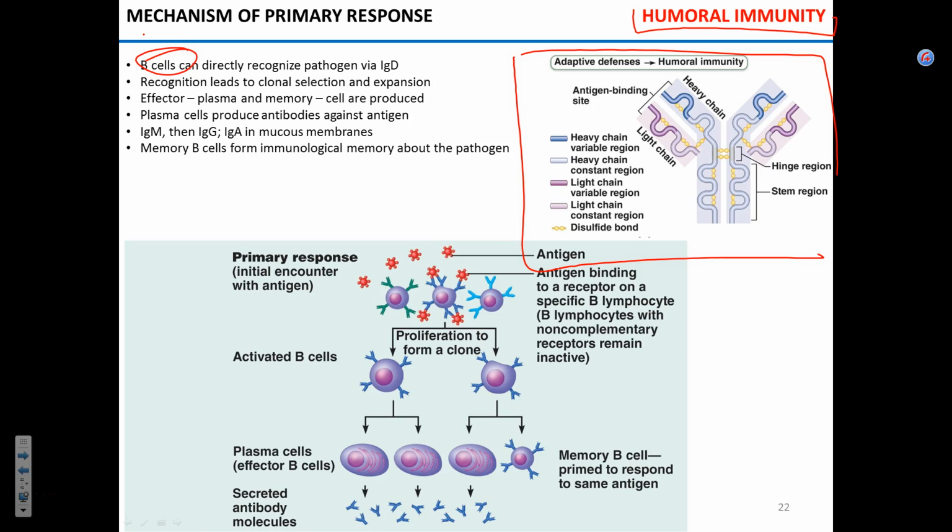So B cells can recognize pathogen directly. How do they do that? So on the right hand side here, you can see a graphical representation of a molecule that we call antibody. You see that it consists of two heavy chains, two light chains, and it has this fork-shaped structure, right? You see that fork-shaped thing, you know? So it turns out that each part of the fork has its own important function.